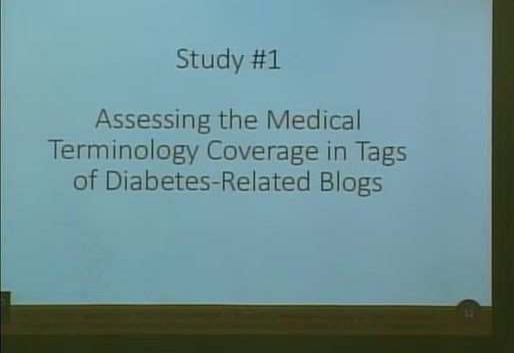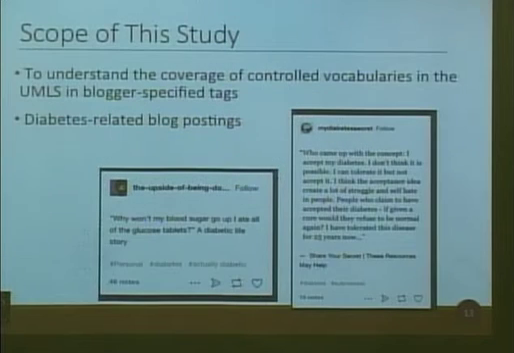So initially, last year, I worked with Ming Su, and she collected some data from Tumblr blogs, and we used that data to see what the coverage of medical terminology in UMLS is on these tags. So this is the first study I want to report here. The first study's scope is to understand the coverage of controlled vocabularies in the UMLS in the blogger-specified tags. Here we limit ourselves to only the tags, without the real blog content, because tags are very short and concise, and when dealing with tags you don't have to deal with a lot of the issues that come with natural language, like chunking and sentence splitting.